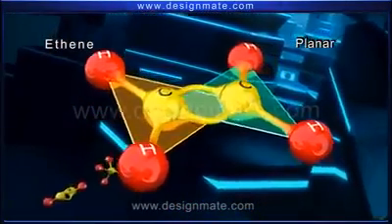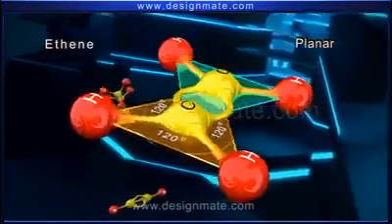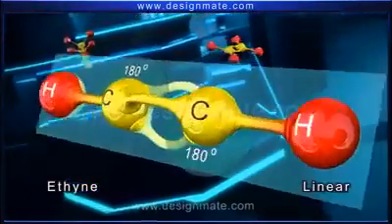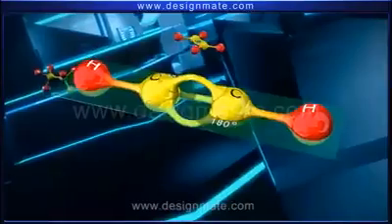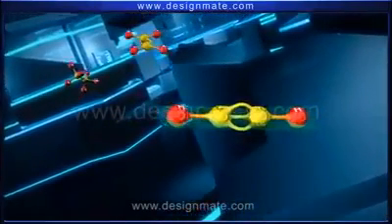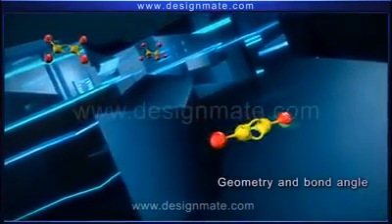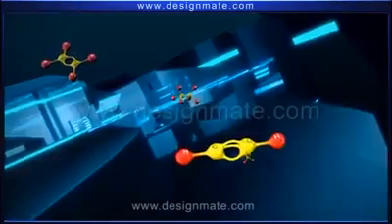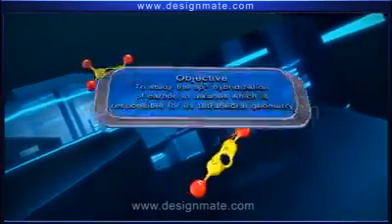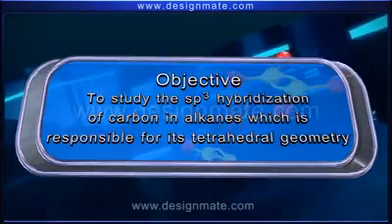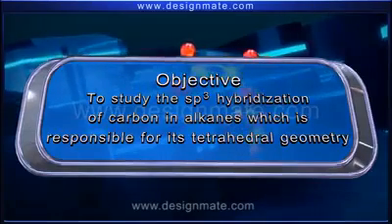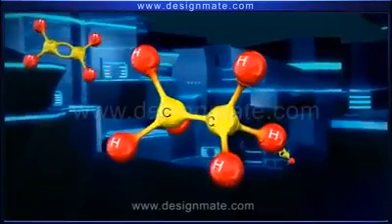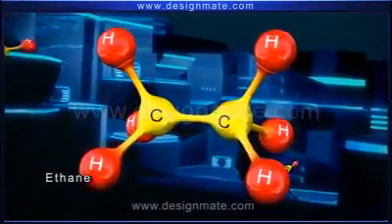Ethene is a planar molecule with a bond angle of 120 degrees, while ethyne is a linear molecule with a bond angle of 180 degrees. All these three hydrocarbons differ from each other in geometry and bond angle due to a difference in the state of hybridization of carbon atom in them. In this topic, we will study the sp3 hybridization of carbon in alkanes and how it is responsible for its tetrahedral geometry. We will explain it by taking ethane again as an example.